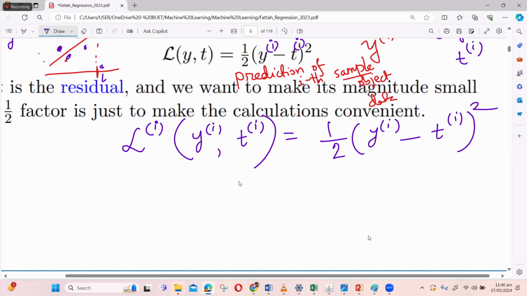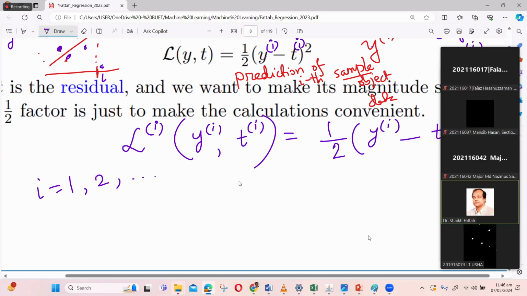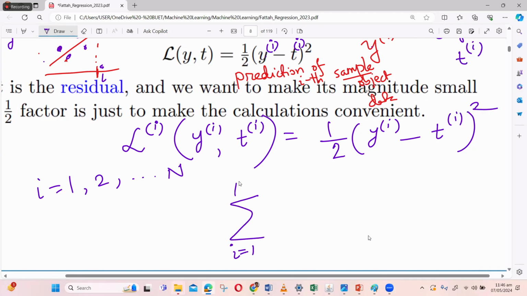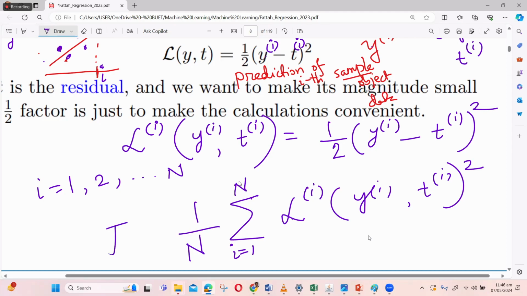So then you will have i equal to 1, i equal to 2, up to, let's say there are n number of students. So you can sum up from i equal to 1 to n all these loss functions, you can add them, and then you can divide by n. So that is your cost function. That is called cost function.